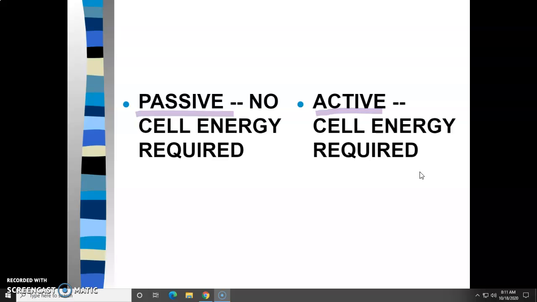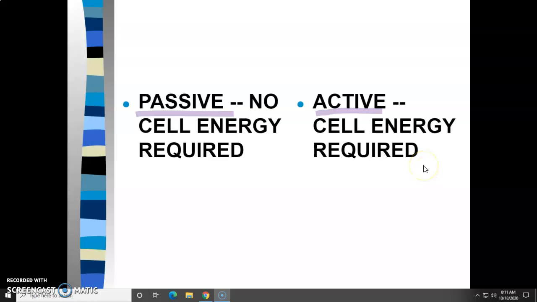All right, there's 2 ways. Number 8, A, passive. It uses no cell energy. It doesn't require any energy. It's like falling off a log. Okay, and B is active. It requires cells to use energy, like when you climb a hill or a ball rolling up a hill. It's active. It has to have some energy to do that.